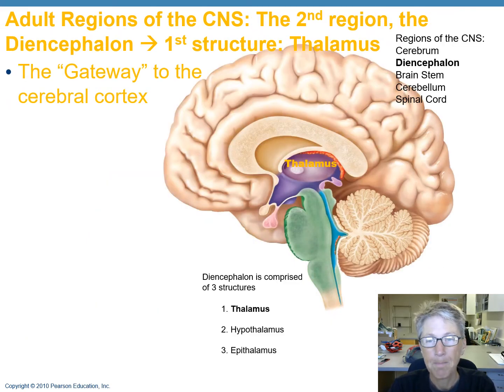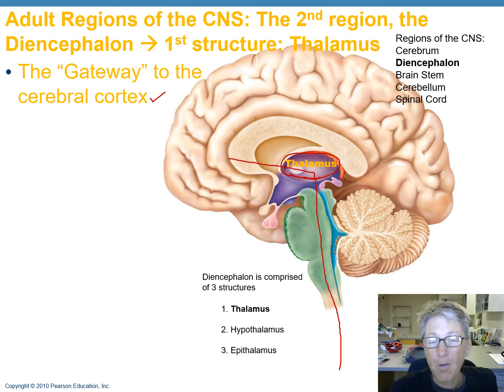So again, we're in the second region of the entire central nervous system called the diencephalon, and there are 3 structures within the diencephalon: the thalamus, the hypothalamus, and the epithalamus. And so let's talk about the thalamus. The thalamus has a claim to fame that it is the gateway to the cortex. So most signals that come up through the spinal cord relay here in the thalamus, and then the thalamus sends those signals to the part of the brain that those signals are supposed to go to.